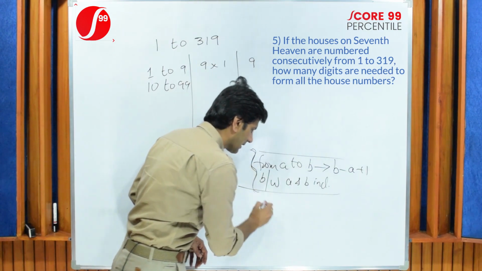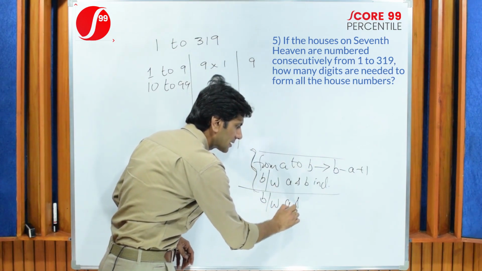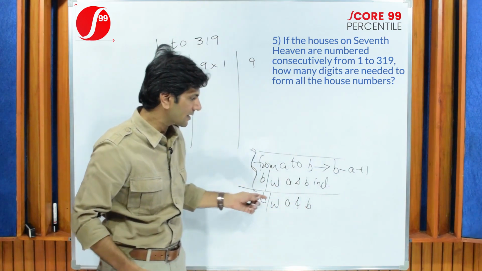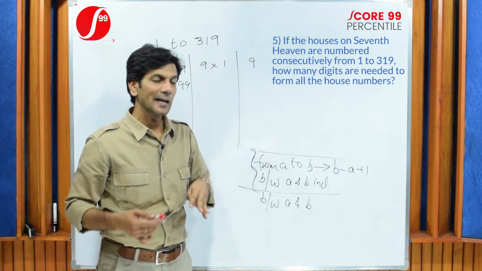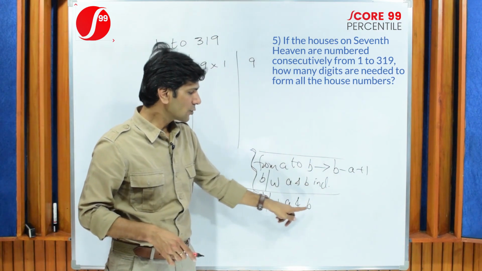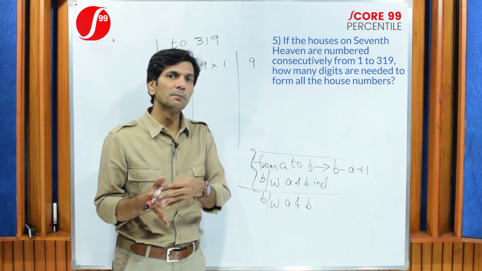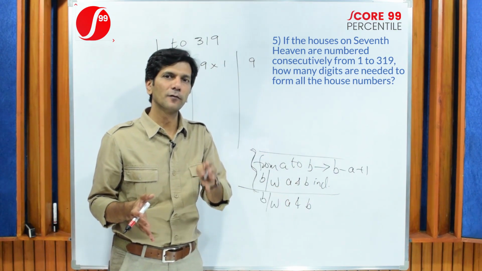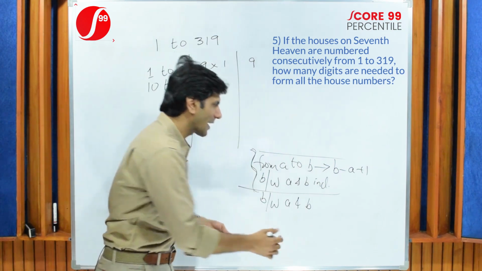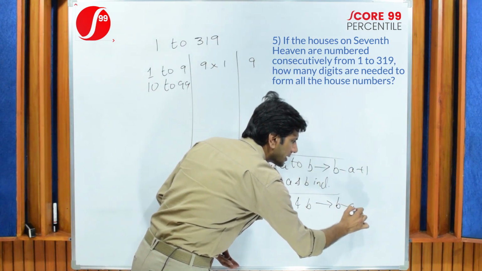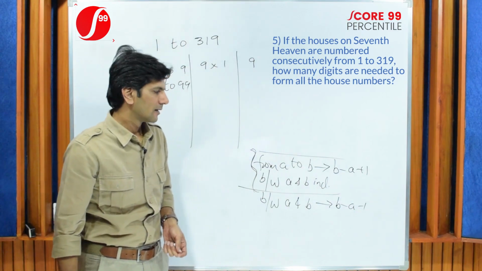But if the term between A and B is used, but inclusive is not used, it means that you are actually excluding A and B. So if you're counting numbers between 3 and 7, you have 4, 5 and 6, only 3 numbers. So how do you get that value? That's nothing but B minus A minus 1.